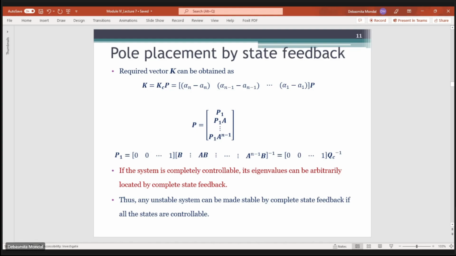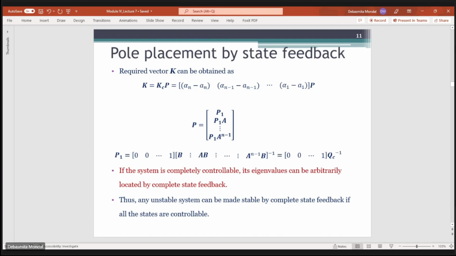Here you can simply find out the value of P in terms of P1. P1 is given by this matrix, so you can say P1 is equal to 0 0 0 till 1, times Qc inverse. So you can find out the value of P1, and from P1 you can find the value of P. Similarly you can backtrace: if you know the value of Kc, you simply multiply Kc with P and you will find out the required state feedback of the system.